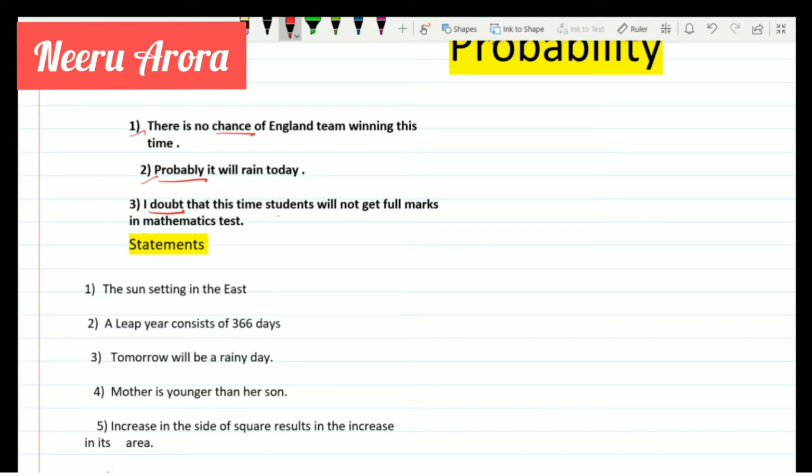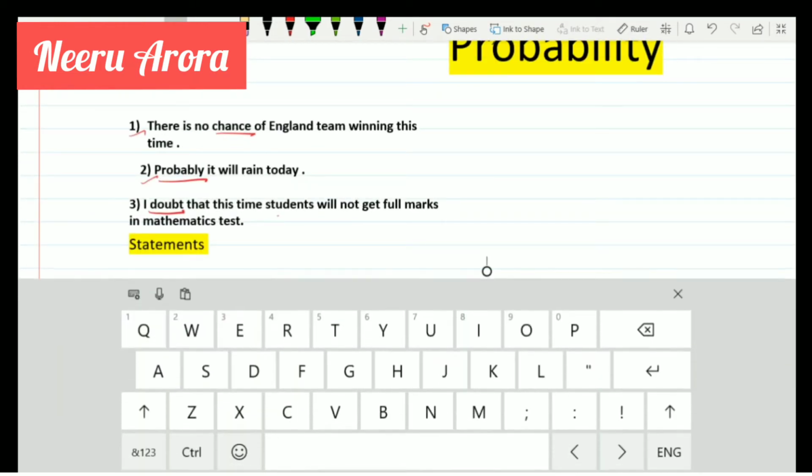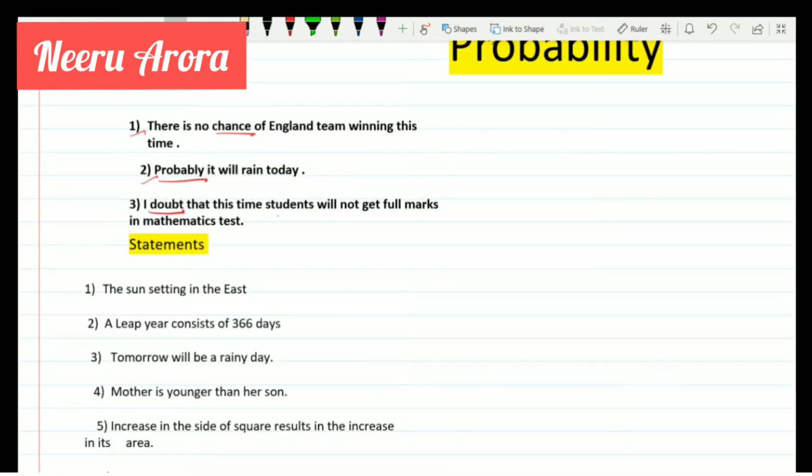In our day-to-day life, we often come across many statements, out of which some are sure to happen, some are impossible, whereas some may or may not happen. So let's consider some statements. First statement, the sun setting in the east.